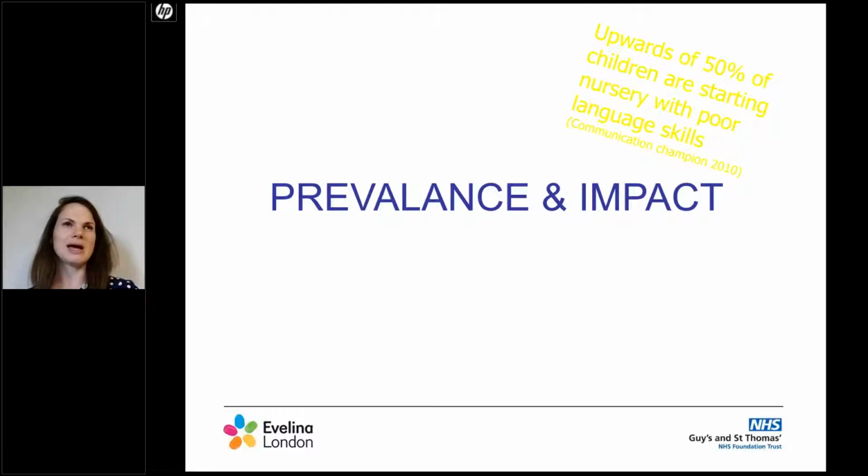Language is the way that we learn everything. We learn how to interact with other people. We learn how to cope with social situations, but we also learn the curriculum through people talking. So if children are starting school with speech and language difficulties, it's really going to have a huge impact on their overall learning and development.